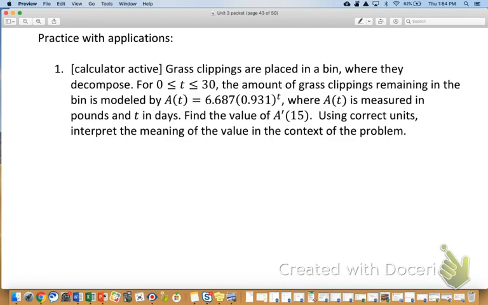Please remember that the calculator is active. I put that there at the top. Well, please find an opportunity to use your calculator. And once you've found A prime of 15, if you can, use correct units and interpret or describe the meaning of that value in the context of the grass. If you think you can do that, try to write it down. See if you can do it. So first task, though, is to find the value of A prime of 15.